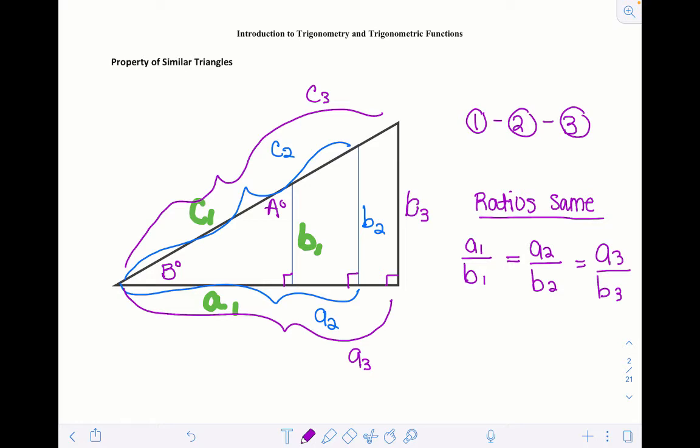So if I instead did A sub 1 over C sub 1, whatever value that ends up being would be the same thing as A sub 2 over C sub 2 and A sub 3 over C sub 3. So these are the properties that hold true for similar triangles, and we're going to work a lot with similar triangles in trigonometry.